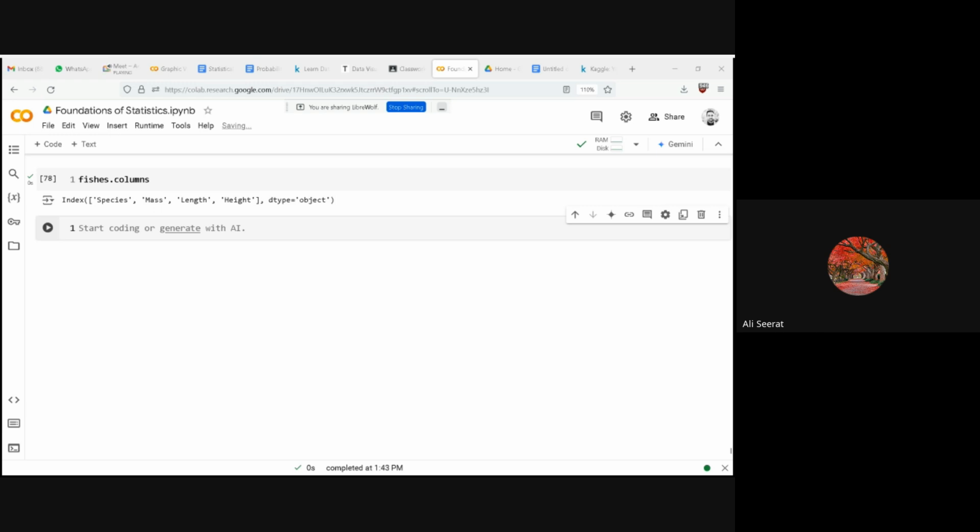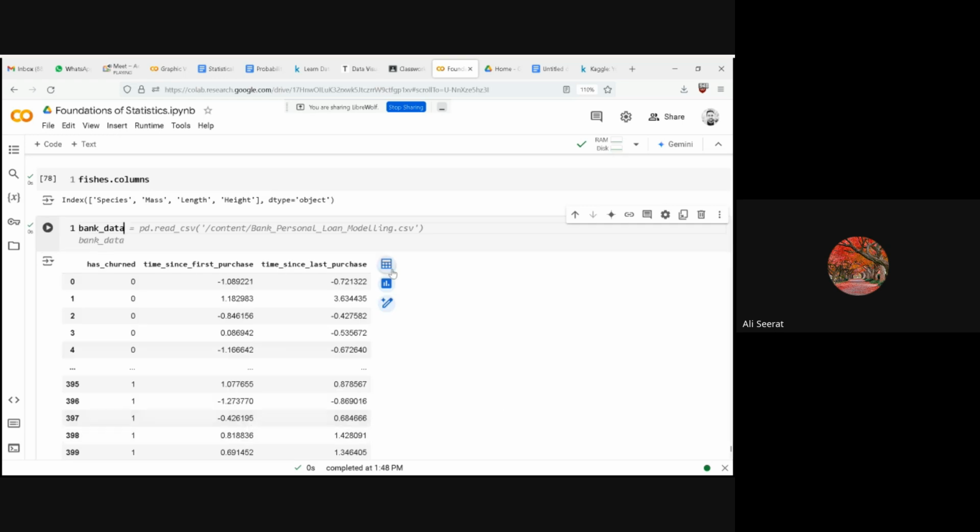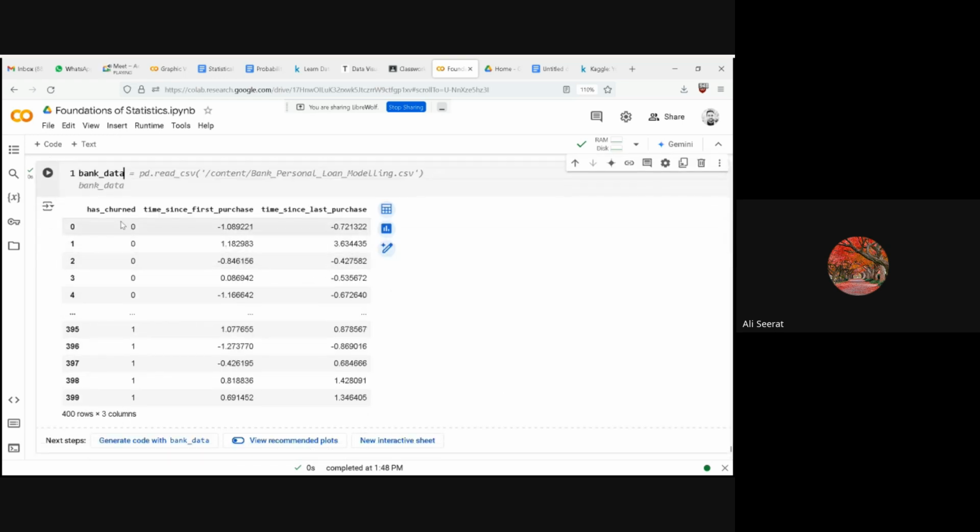Previously, we had a bank data. If you remember, we had a bank data, and we used only, for example, the has-churned based on this time since last purchase. So this was our model that we used, and this was the logistic regression. The logistic regression is actually for categorical values instead of numerical values. So this was one of the things.